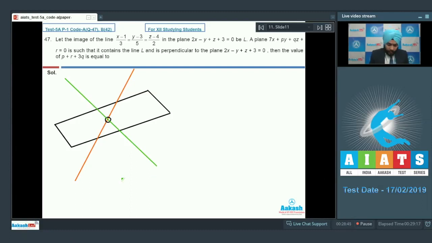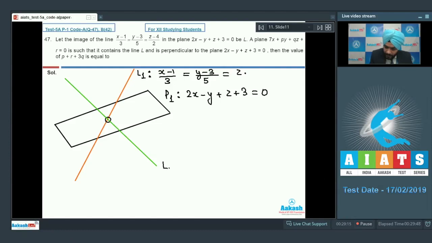So if there is a plane which is perpendicular to the given plane, let us say P1, the equation is 2x minus y plus z plus 3 equals 0. It contains the green line L. This is the line L. This is the given line L1. So L1 is (x minus 1)/3 equals (y minus 3)/5 equals (z minus 4)/2 equals lambda. This is the mirror image line.